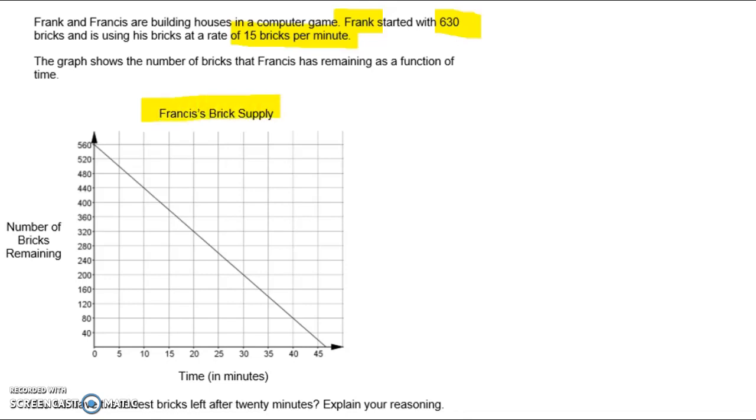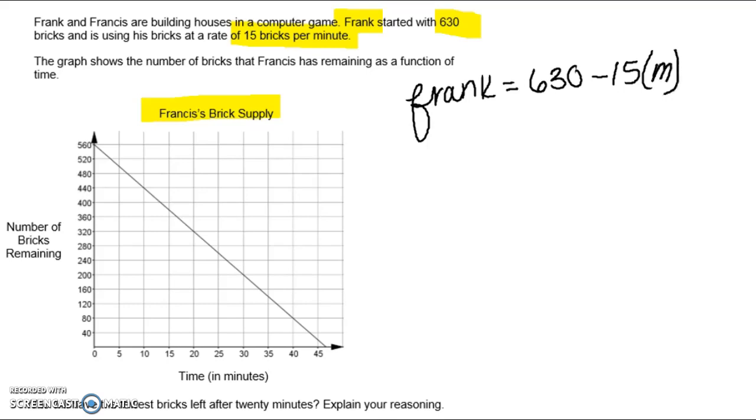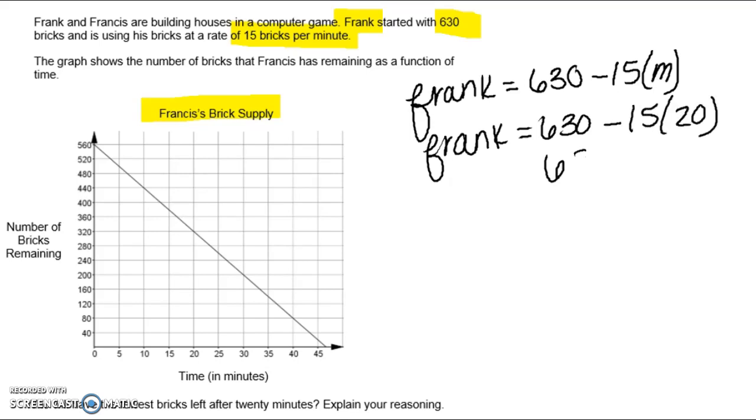So what we need to do is write an equation. So for Frank, he starts at 630. That's his initial. And every minute, he's using 15 bricks. So that's his equation. So what I could do to figure out how many bricks he has left is say, well, if he started with 630 and I'm looking at 20 minutes, I can multiply 15 by 20 and I get 300. So after 20 minutes, he has 330 bricks left.